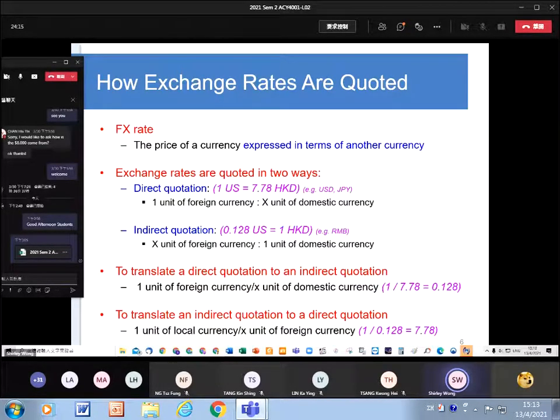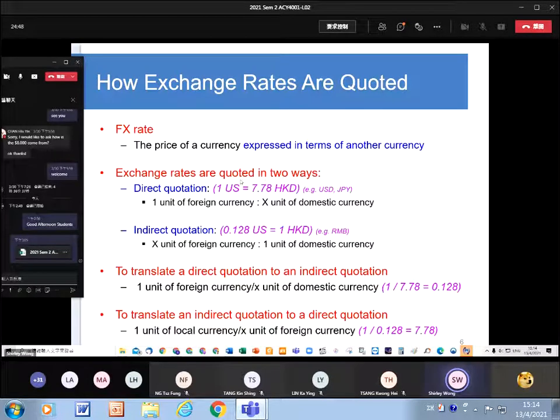And then let me give you some elaboration here. So the first term I would like to tell you is called FX rate. FX means foreign exchange. So what does foreign exchange rate mean? It means the price of a currency expressed in terms of another currency. That means how much foreign currency equals 1 Hong Kong dollar, or how much Hong Kong dollars equal 1 foreign currency. So we will have the exchange rate.